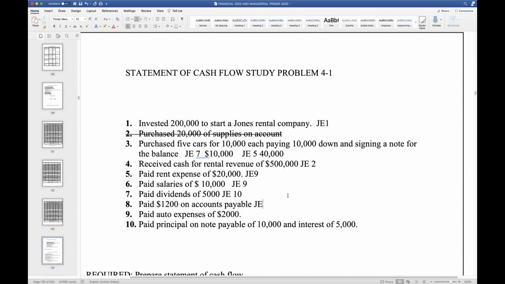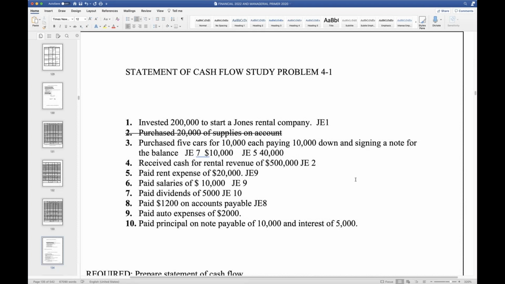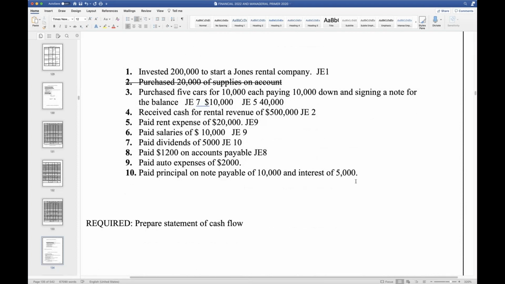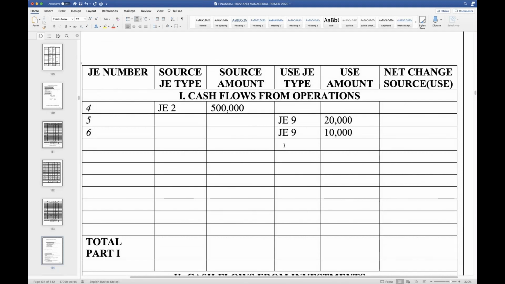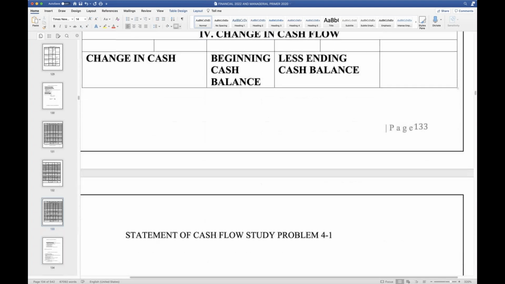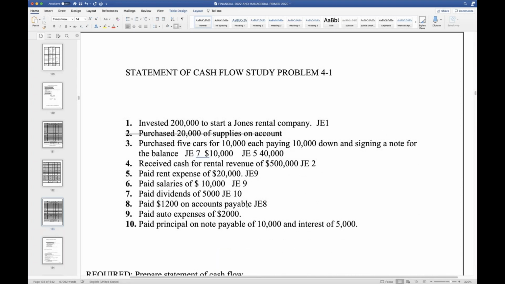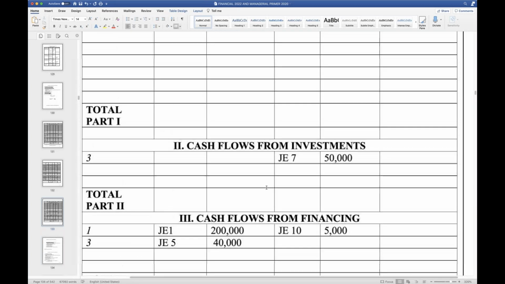Now, so this is JE what? 8, payment of a liability. Mm-hmm. And payment of a liability is a current liability, it's gonna be here. So this is JE 8. So what number was this? And it is 8 for 1,200.